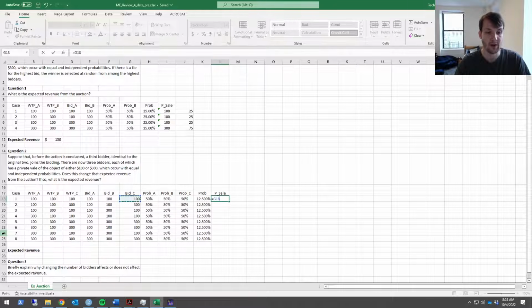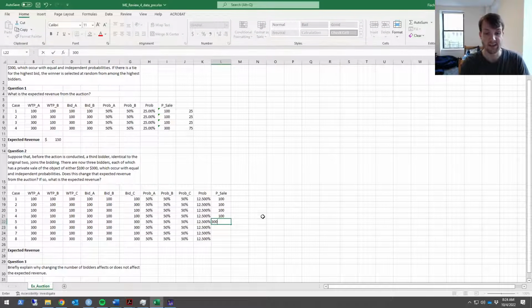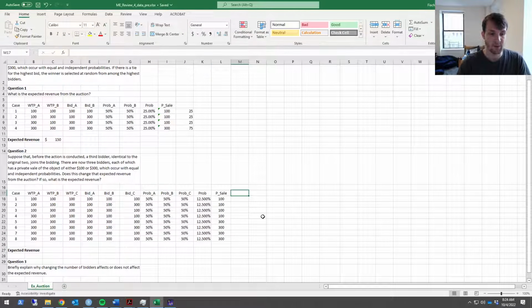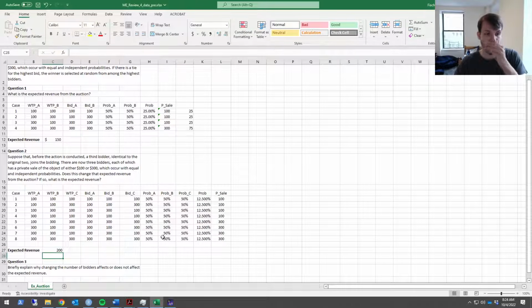In the first case, when everyone's bidding 100, that's 100. In the second case, where we have 100, 100, 300, it's still 100. In the third case, it's 100. In the fourth case, 300, 100, 100, it's still 100. 300, 300, 100 means that the second highest bid now is 300. 300, 100, 300, same, same, same. And now, if we want the expected value, we're again going to do the sum product between the probabilities and the prices. And now the expected revenue is $200.